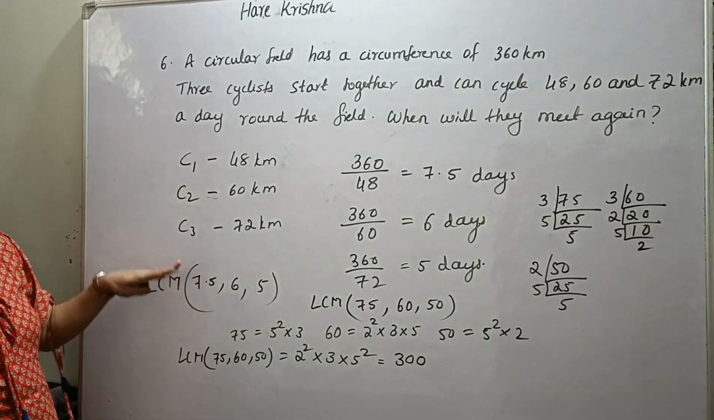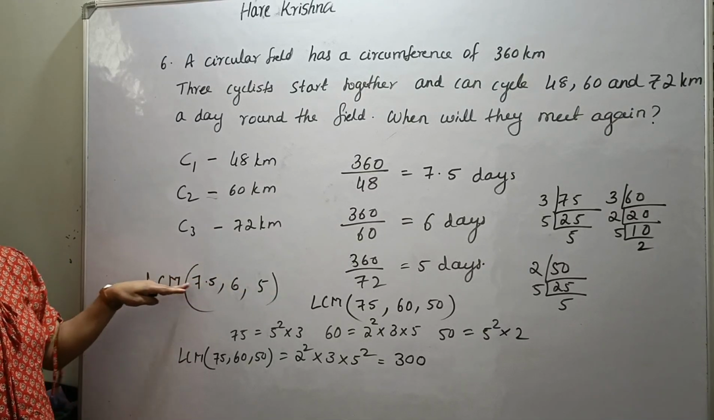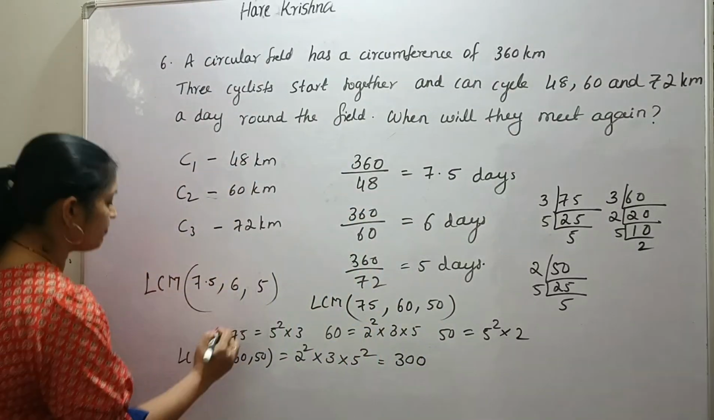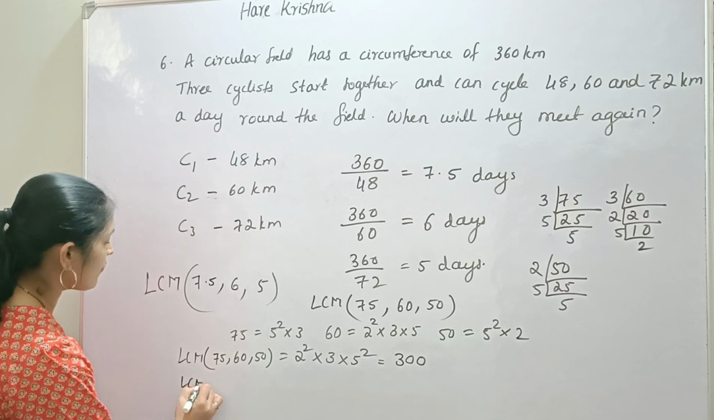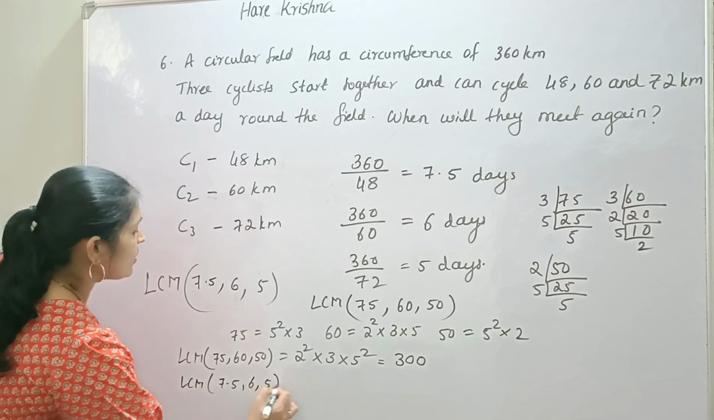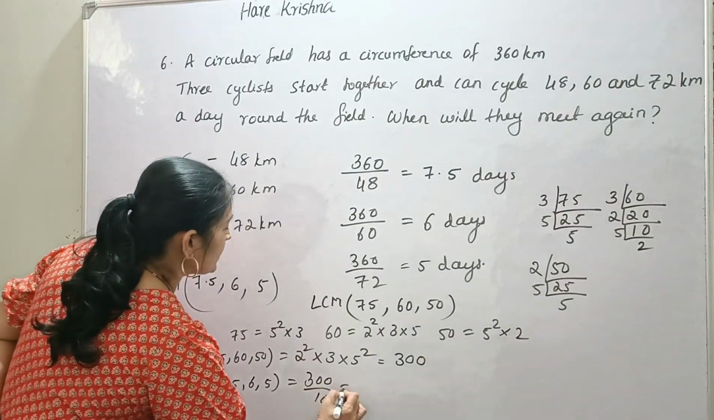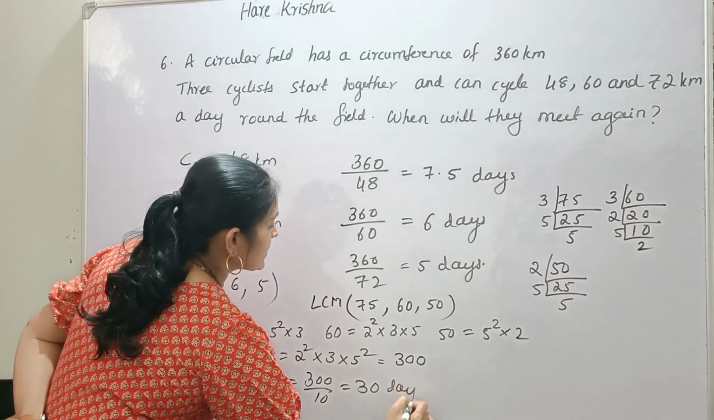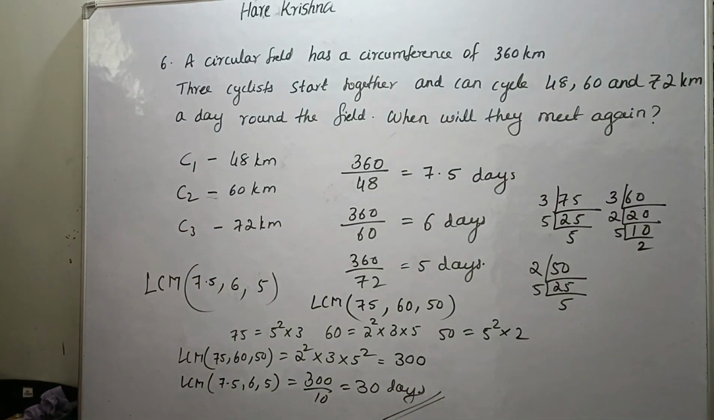Here we need to find the LCM of 7.5, 6, 5. We multiplied by 10, so next you just divide by 10. That is, the LCM of 7.5, 6, 5 is equal to 300 divided by 10, that is 30. So what is 30? 30 days. So after 30 days, they will meet again.